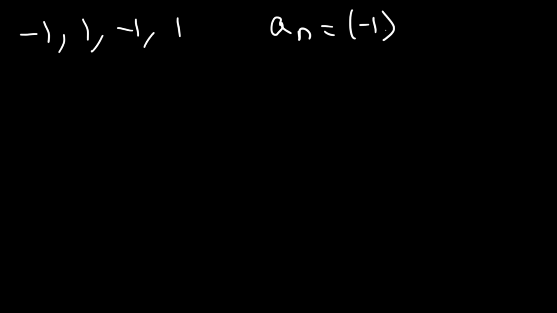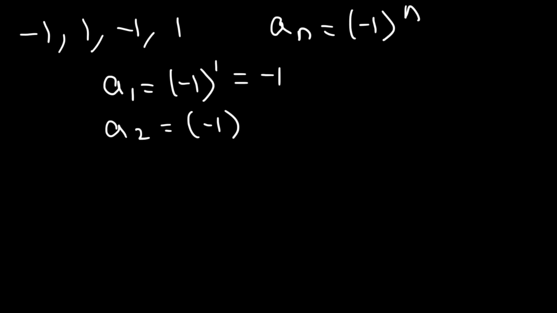Now let's work on some other examples. What about this one? Negative 1, 1, negative 1, 1. What equation can we write that represents this sequence if we have alternating signs? This is simply negative 1 raised to the n power. If you plug in 1, negative 1 to the first power is negative 1. If you plug in 2, negative 1 to the second power, it's going to be positive 1. Negative 1 times negative 1 is 1.